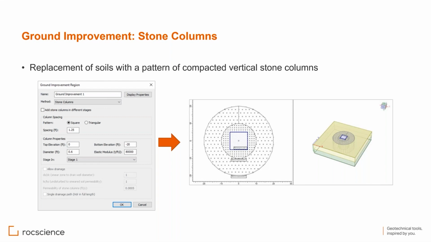So let's say you have a foundation where you want to apply stronger or stiffer reinforcement near the vicinity of the foundation, then you can assign closely spaced stone columns. And outside of the region where you are applying the ground improvement, you can assign more spaced out stone columns, with maybe less stiff stone column compaction you can apply in the model.